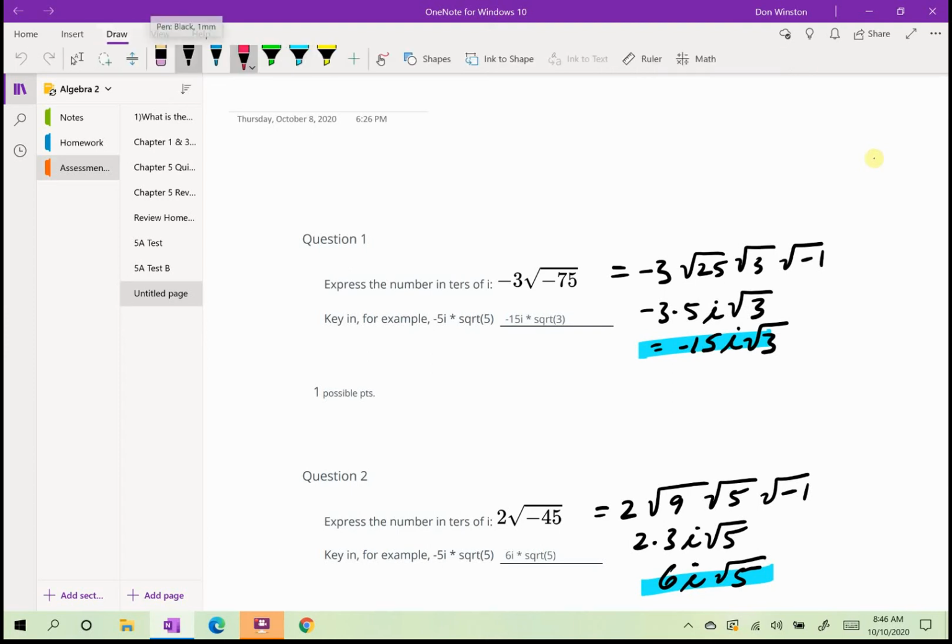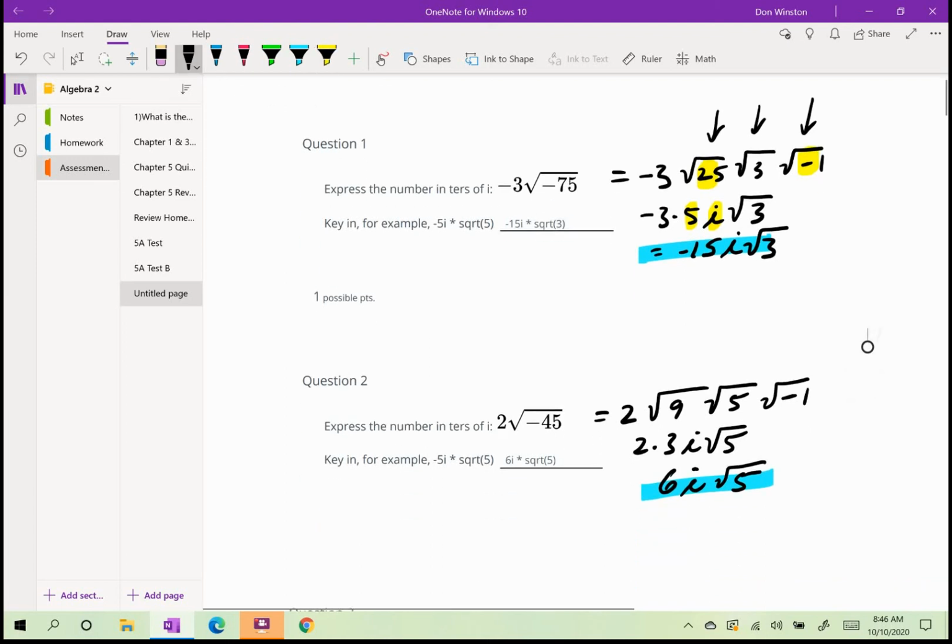The first problem, we had -3 times the square root of -75, and so we find the largest perfect square factor of 75, and it's 25, so I can write 75 as 25 times 3, the square root of 25 times the square root of 3. 25 times 3 is 75, and then times the square root of -1. The square root of 25 is 5, and then the square root of -1 is i, and then we multiply -3 times 5i, we get -15i root 3.